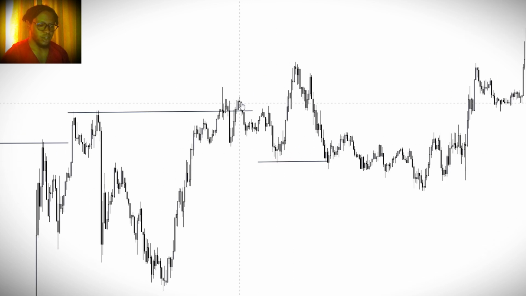So like I said, if this supply zone were to do its thing, price would continue going down, but it failed at this point and gave us this supply flipping into demand. I don't know if you're understanding me. So this supply zone is no longer strong anymore because this demand zone is breaking above it from here.